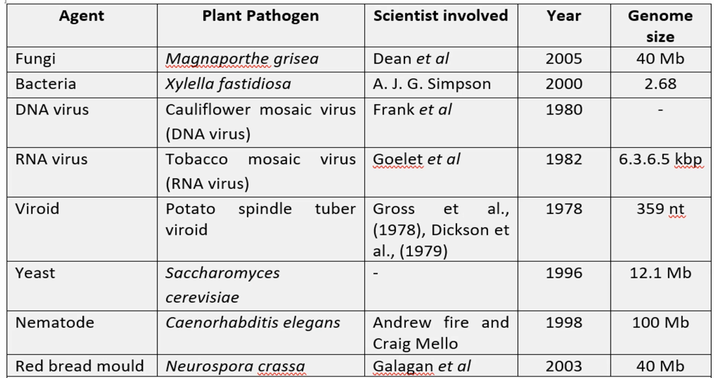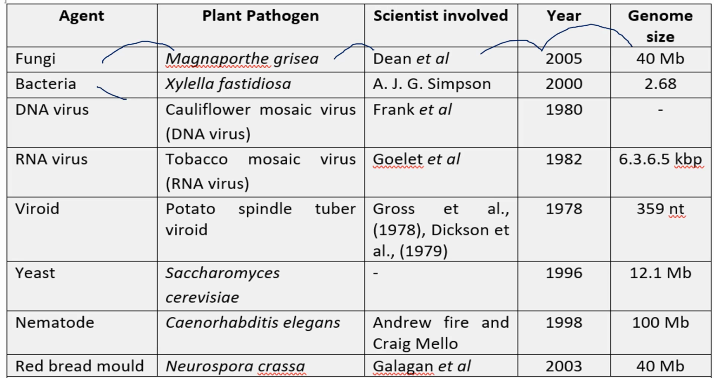So these are genome sequences of plant pathogenic organisms. The first fungus to be completely genome sequenced that is plant pathogenic is Magnaporthe grisea, the pathogen which causes the disease called rice blast. It was first sequenced by Dean et al. in the year 2005. For additional information, I have mentioned the genome size as 40 MB as well.